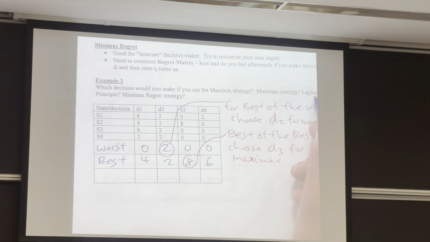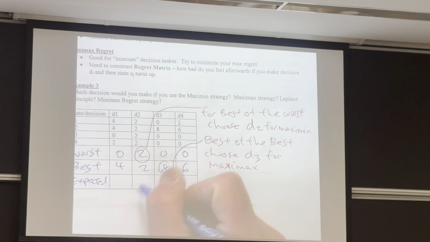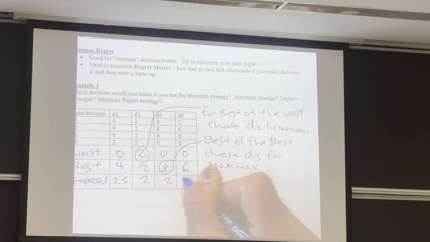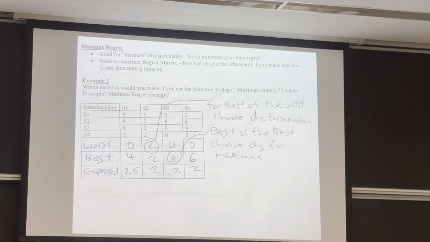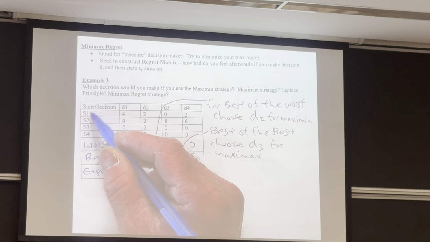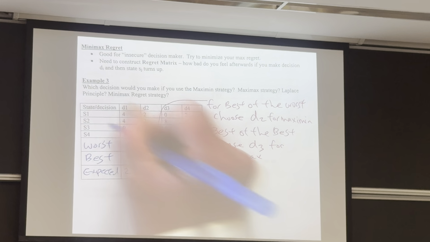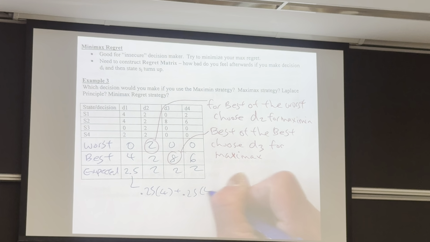And then if we use the Laplace, okay, we would need to calculate the expected value. And the expected value here is 2.5, 2, 2, and 2. And so how do we get an expected value of 2.5? Well, we have 4 states. So equally likely means each has a 25% chance of happening. So we would take 0.25 times the 4, 0.25 times the 4, 0.25 times the 0, 0.25 times the 2, and that basically gives me 2.5.